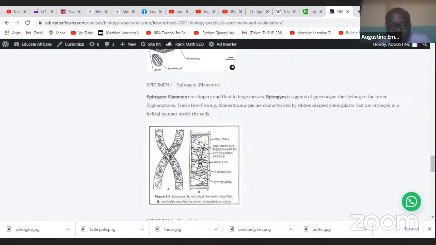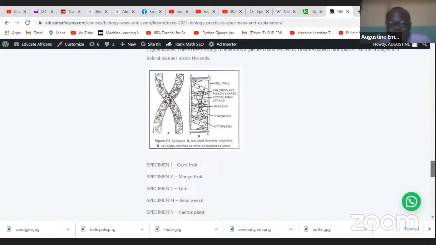So inside it you have the pyrenoid, then in between the strands you have the cytoplasm. You also have the cytoplasmic strand. So take note, very basic thing that you need to study in order for you to know how to draw this effectively. So we have other specimens like the okra fruit.